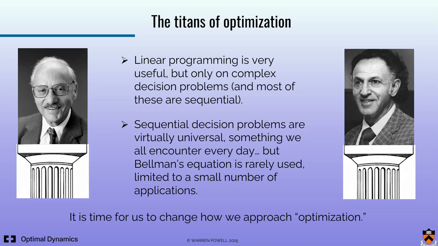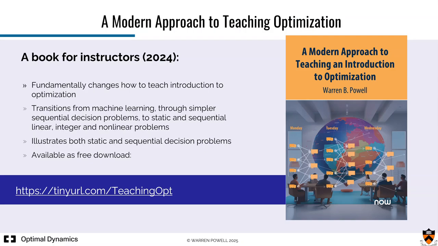So this is a fundamentally different way of thinking about optimization. Most optimization problems are sequential. Most of them use simple decisions. The hard part is dealing with them over time, but we're not going to use Bellman's. So I think it is time for us to change how we approach optimization. I've put together a very short book for instructors mainly. I wrote it with the idea of changing how an introduction to, usually, linear programming is taught, either at the undergraduate level or master's level.